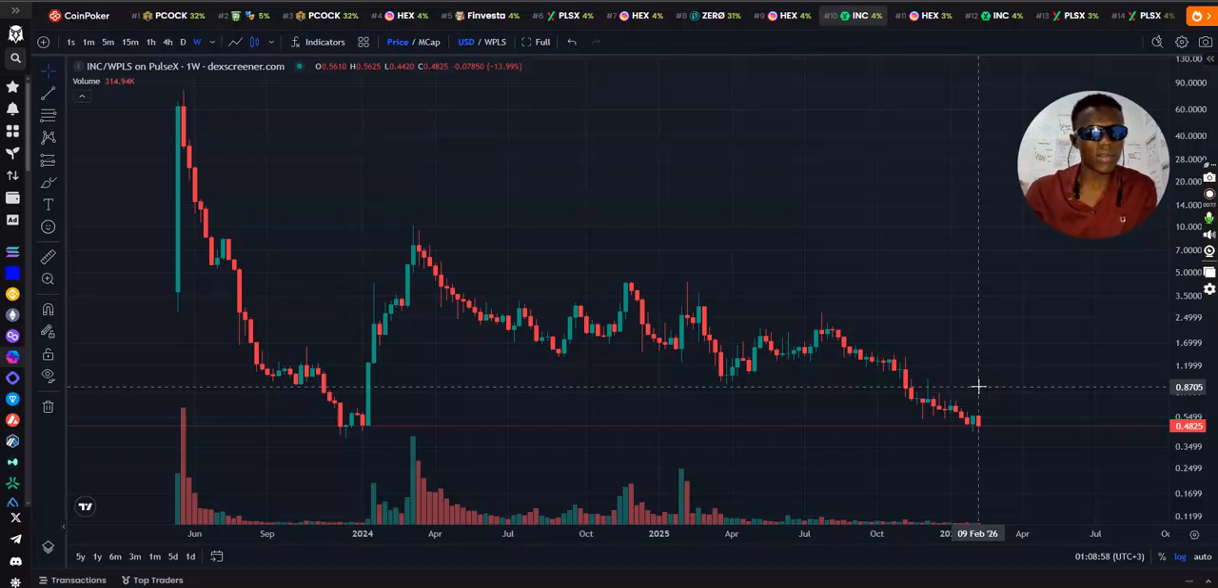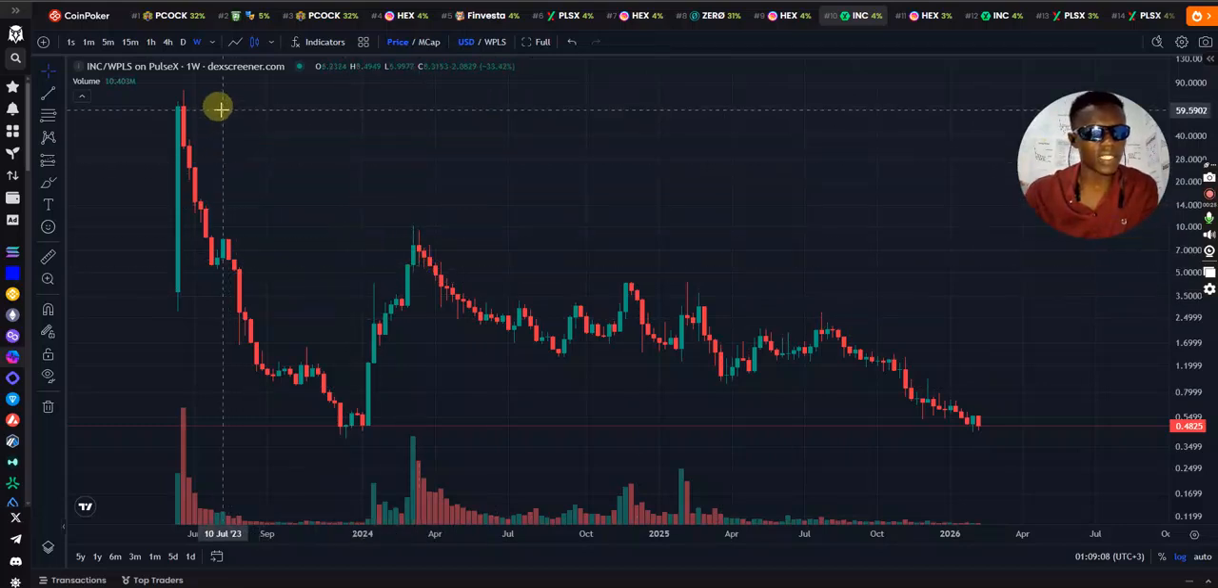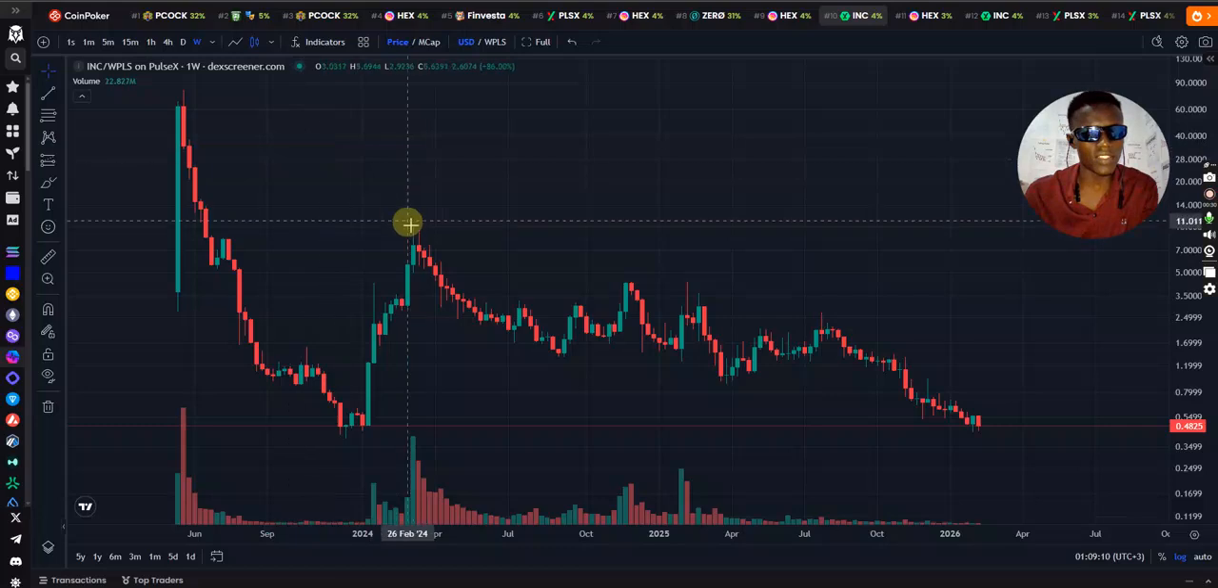Right about now, we are talking about INC. INC is the incentive token. This is the chart of INC, which is now the incentive token.